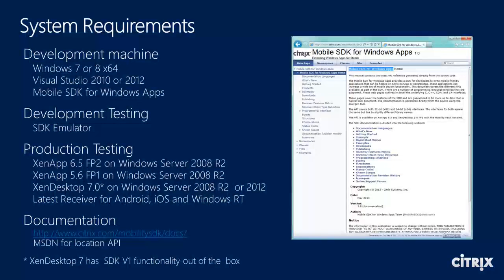And on the client side, the latest receiver for Android, iOS, WinRT, but we're also working on WinPhone coming soon as well. There's very extensive documentation and rapid start videos out on the website. It's at citrix.com/mobilitysdk. The code samples and examples out there are free for developers to use. You can go out there, take those, and incorporate that right into the application you're developing.